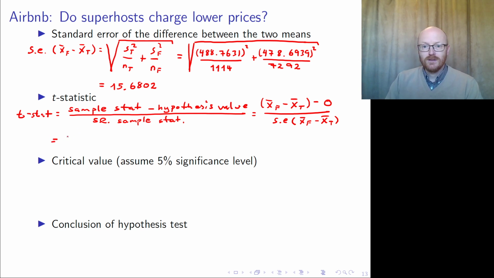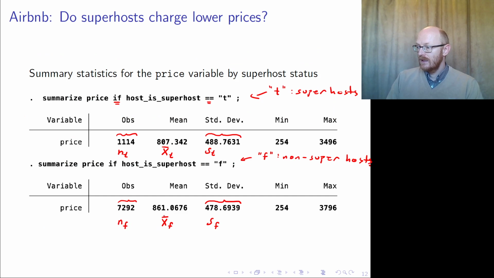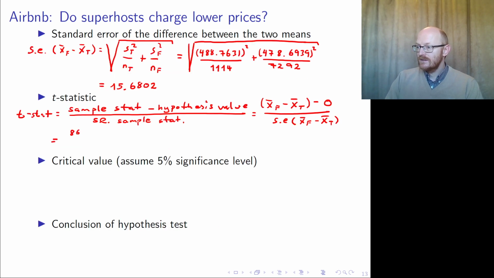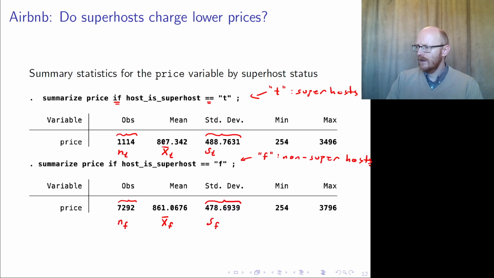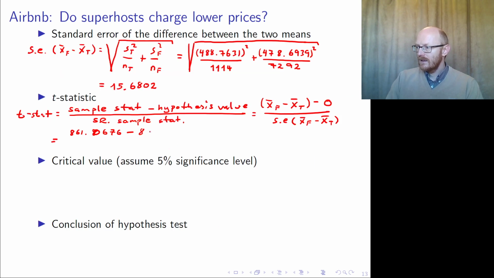If we plug in our numbers, we have the statistical value here: the sample average for non-superhosts, 861.0676, minus the sample average of the superhosts, 807.342, divided by the standard error, which we found here.